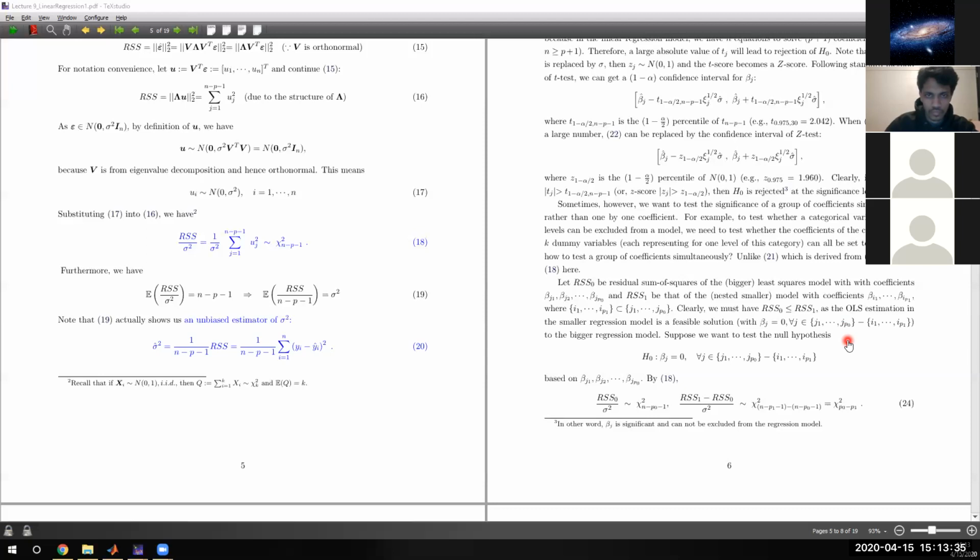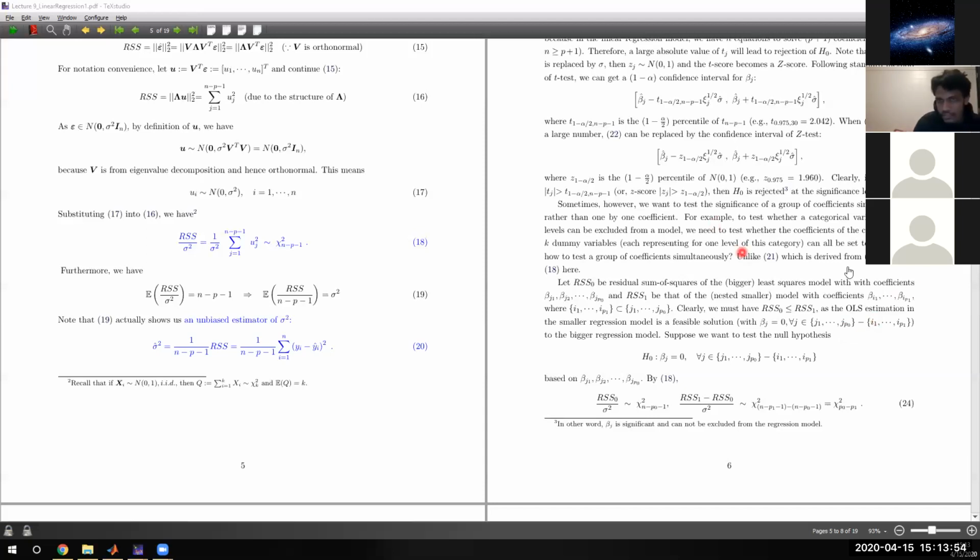It's meaningless just to delete beta 1. If you delete beta 1, then what does it mean? That means everybody is male. Or if you delete beta 2, that means everybody is a female. It doesn't make any sense. So you should either keep beta 1 and beta 2 together or remove them together. That's the point why we need to consider it this way.